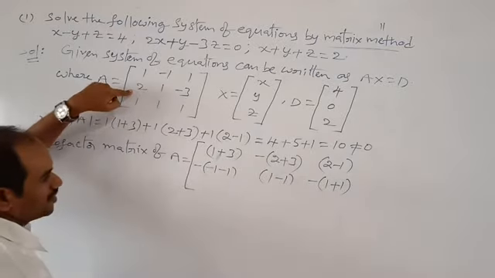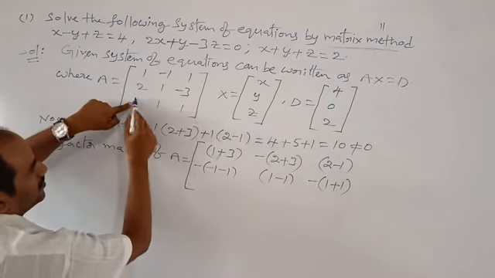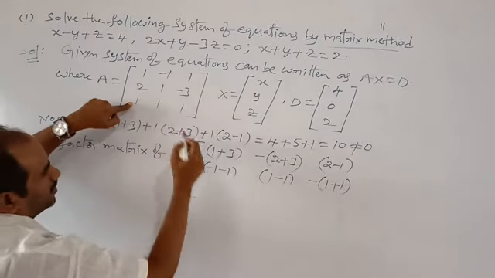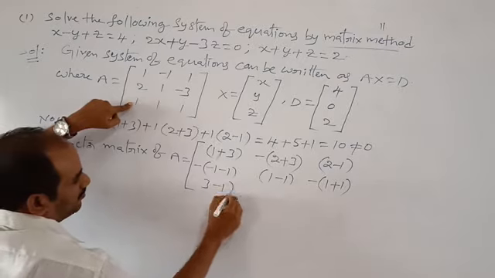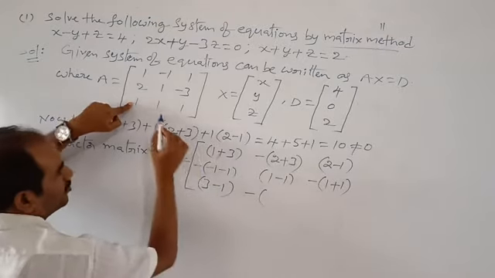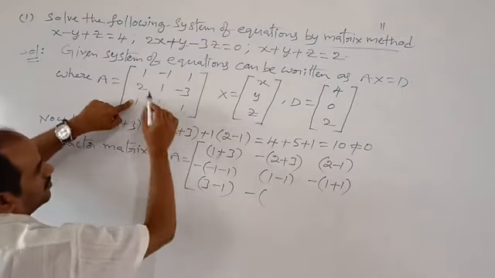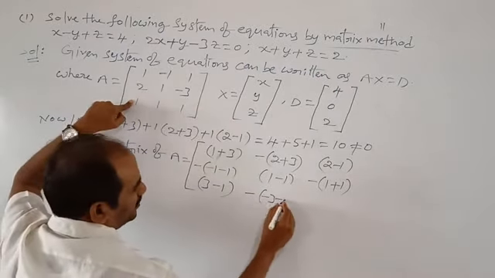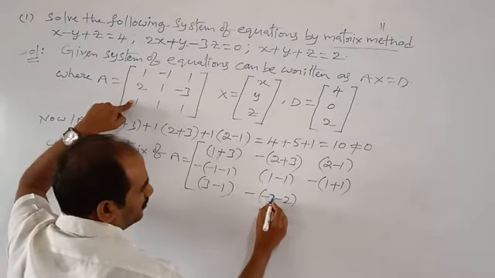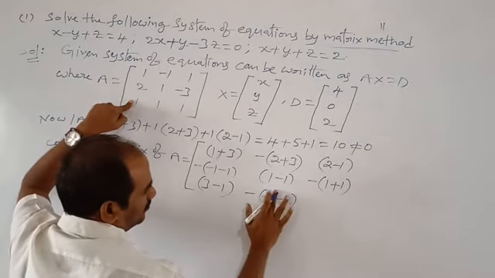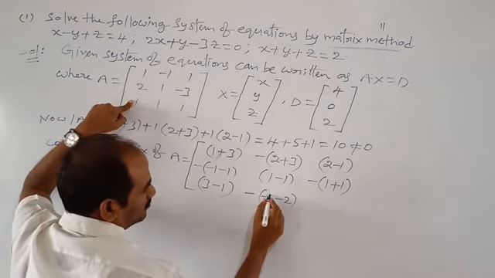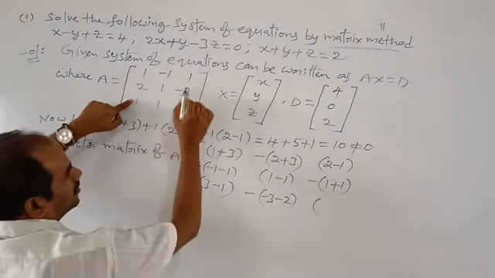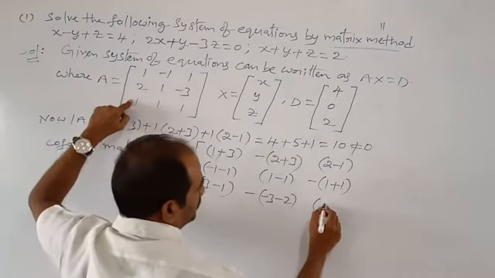Next, the third row cofactors. This element's cofactor: delete this row and this column, then AD minus BC. AD value is 1 minus 3 minus 1. So that is 3 minus 1. Next is minus of this element's cofactor: delete this row and this column, then AD minus BC. AD value minus 3, minus 2. So that is minus 3, minus 2. Next, this element is plus: delete this row and this column, then AD minus BC, 1 plus 2.